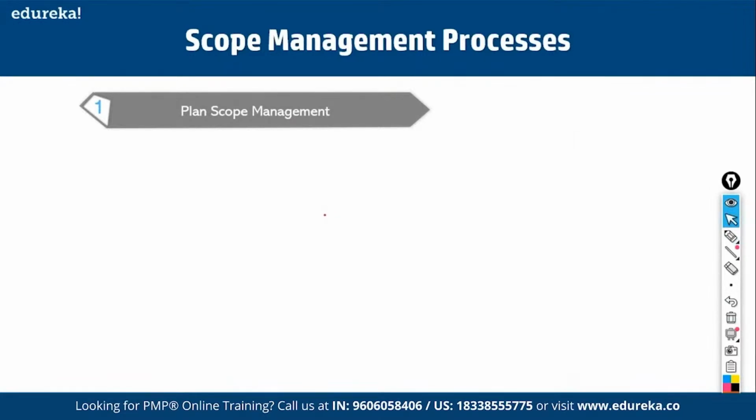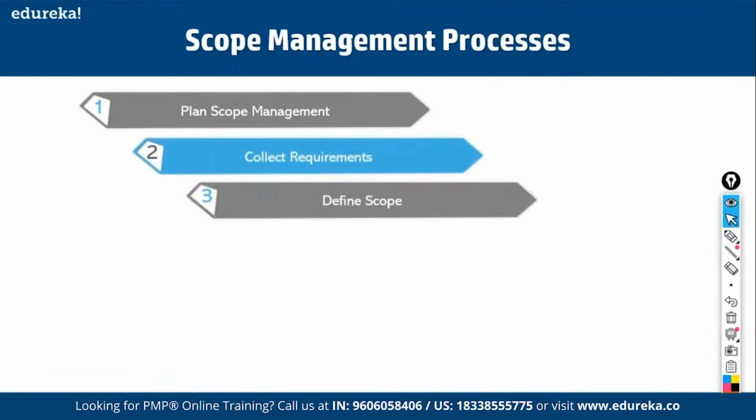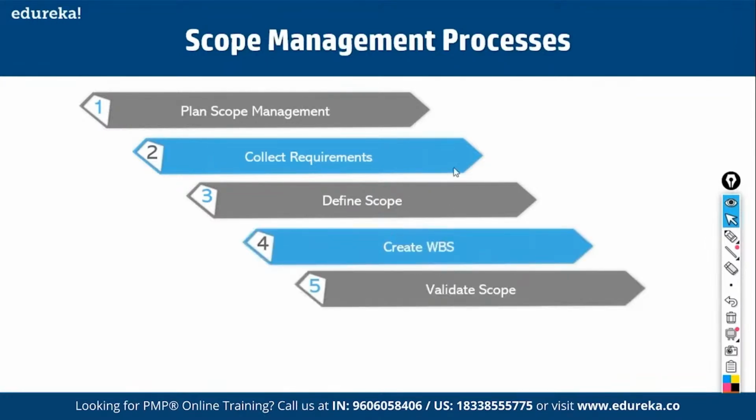So how do you plan for scope? These are all the processes we need to perform. First, we have to plan for scope management, right? Then we have to collect requirements. Then based on the requirements, we have to define scope. What are requirements? Requirements are what the customers expect to find in a product. Then based on the requirements, we define scope. That is, we come up with a scope statement that tells us everything that we have to deliver as part of the project.